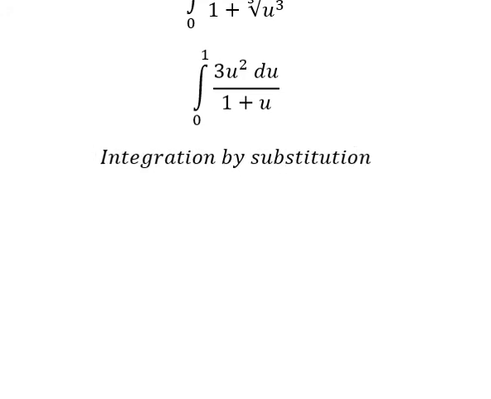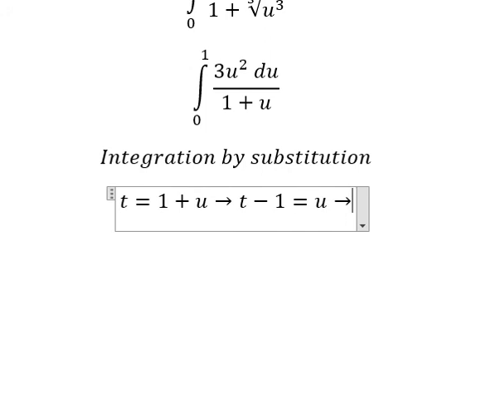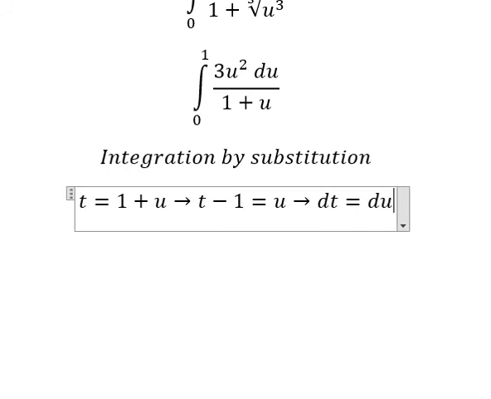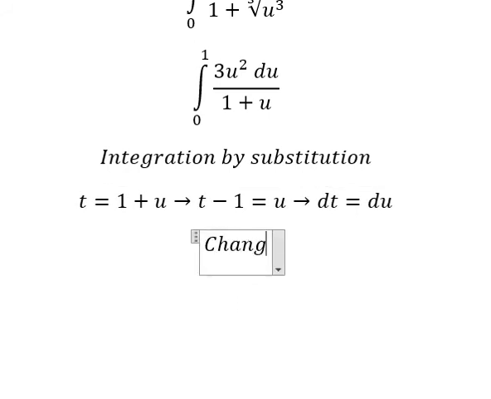So I will put t equals 1 plus u. So we have u in here, so I will put 1 to the left. Later we first take the derivative of both sides, and we have dt equals du. Next, we need to change the bounds.